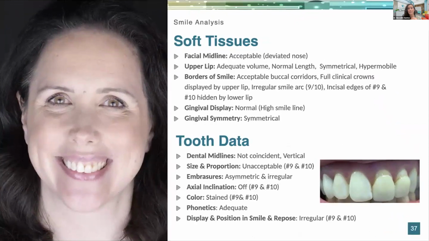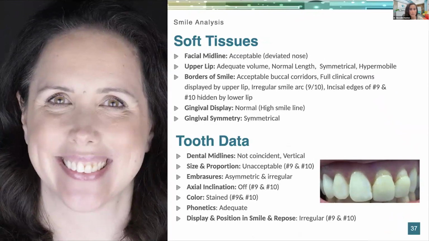So again, we do our smile analysis here. We're looking at what things do we like, don't we like, so we can figure out how to make a really thoughtful treatment plan and figure out maybe a more economical way of helping Renee. So when we actually start breaking down Renee's aesthetics, her midline is pretty acceptable. Her lip volume and mobility is acceptable. Her buccal corridors are acceptable. Like when we start looking at all this, her gingival symmetry is actually really good.